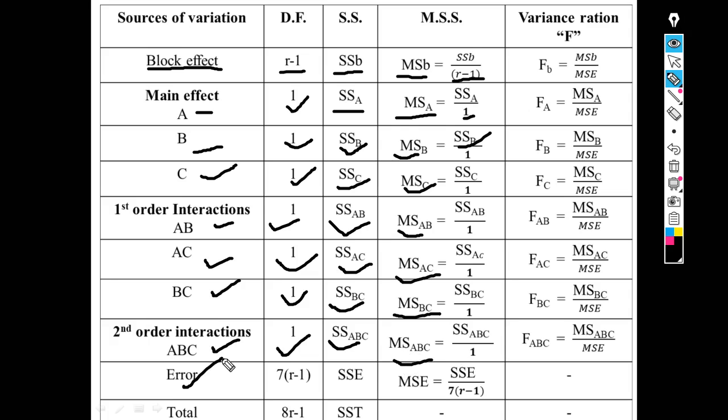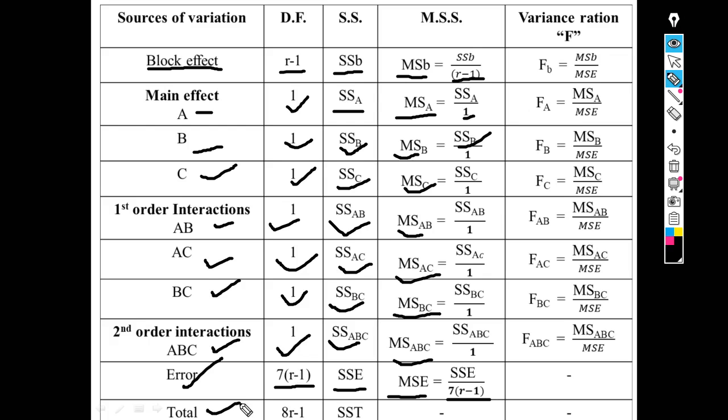Then error degrees of freedom. Okay, so here we know that in RBD error degrees of freedom is T minus 1 into B minus 1, where T is the number of treatments and B is the number of blocks. So in this 2Q factorial experiment, we have 8 treatment combinations. So our error degrees of freedom is T minus 1 into R minus 1, since here we have R number of blocks. So 8 minus 1 is 7. So error degrees of freedom is 7 into R minus 1. Sum of square is denoted by SSE, and mean sum of square is denoted by MSE, and it is sum of square due to error upon its degrees of freedom 7 into R minus 1.